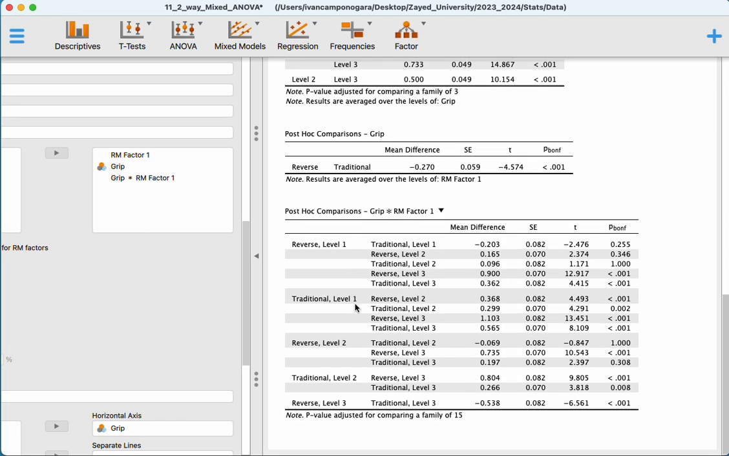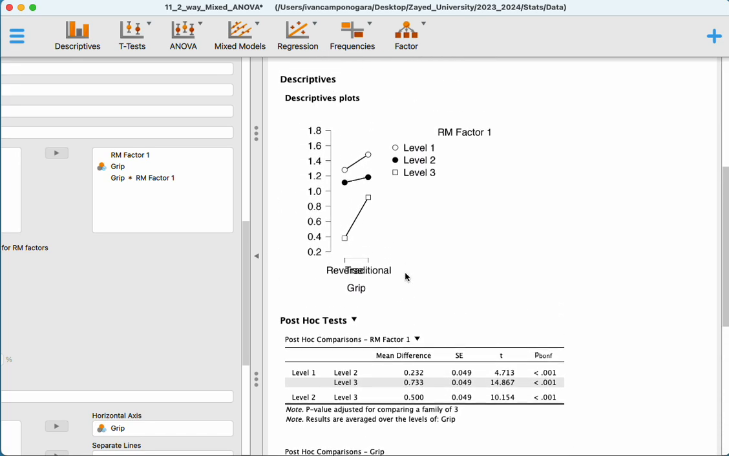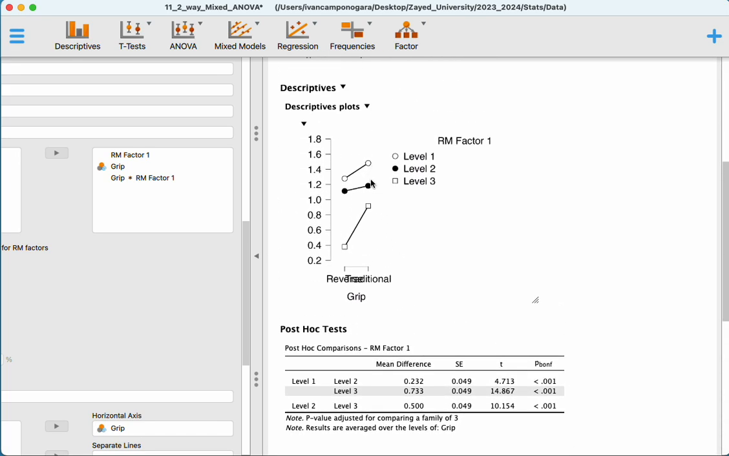Traditional level 1 and level 2 are these 2 points here. It means that in contrast to the reverse, where these 2 points were similar, in traditional we have a difference. So after 30 days of strength training, the grip of the hand is stronger than after 50 days.